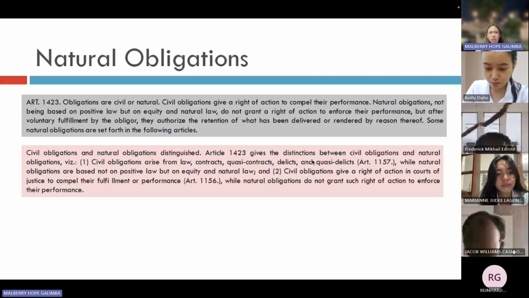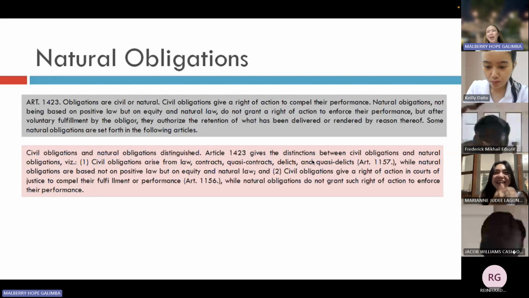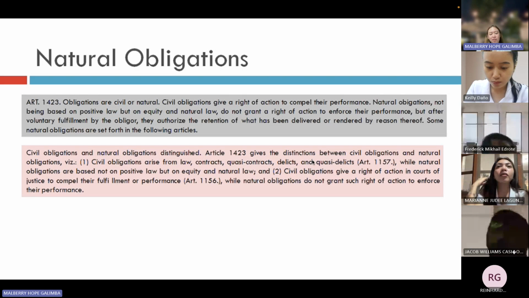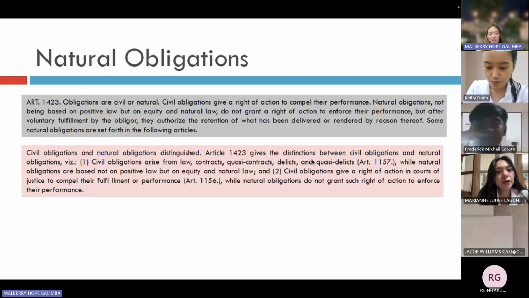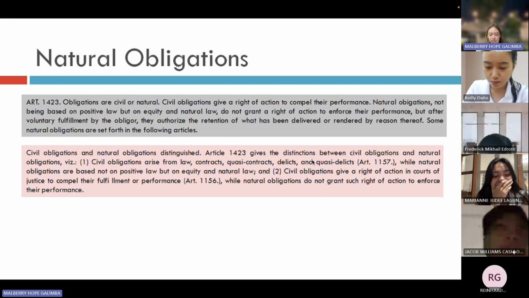Now, Article 1423 gives the distinction between civil obligation and natural obligation. Civil obligation arises from law, contracts, quasi-contract, delicts, and quasi-delicts, while natural obligations are based not on positive law but on equity and natural law. Whatever is just, whatever is fair, that's a natural obligation. Civil obligations give a right of action in courts of justice to compel their fulfillment or performance, while natural obligations do not grant such right of action to enforce their performance.